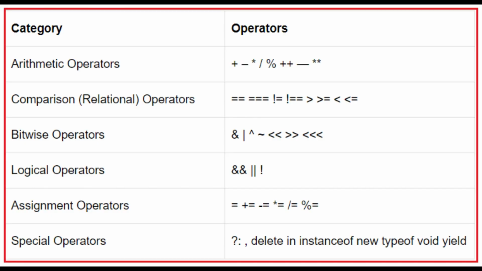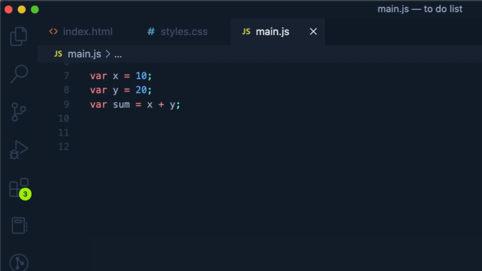Number 3. Operators. Operators are symbols that perform operations on variables and values. For example, the addition operator plus can be used to add two numbers, while the concatenation operator plus can be used to combine two strings. In this example, we create 2 variables, x and y, and assign them the values 10 and 20, respectively. We then use the addition operator plus to add x and y and store the result in the variable sum.